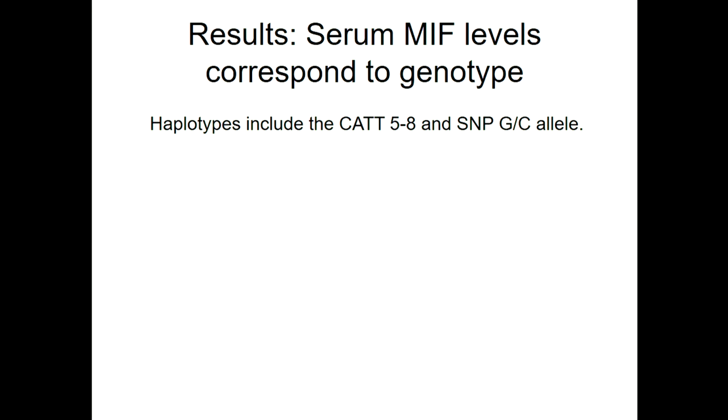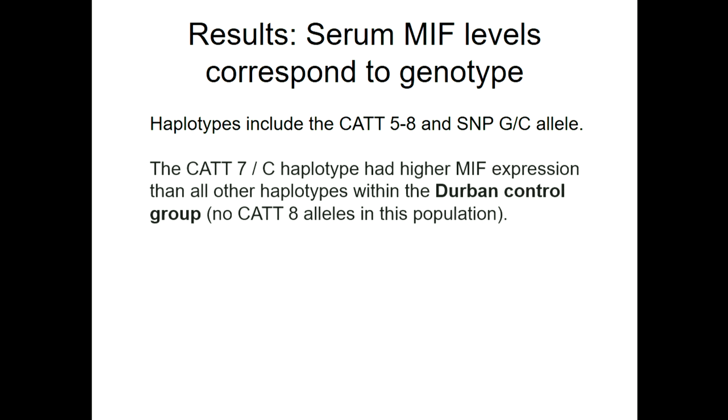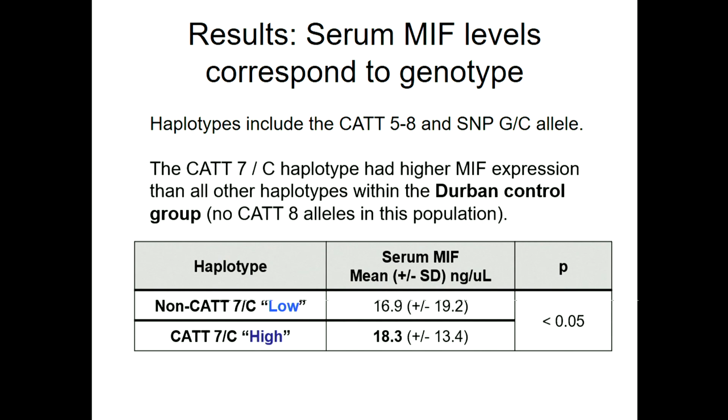So our first results are that serum MIF levels do correspond to the genotype. We calculated haplotypes, including the CATT 5 to 8 repeat that I mentioned earlier, as well as the single nucleotide polymorphism. And what we found is that the CATT 7C haplotype, which we would predict as being the highest expressor, had higher MIF expression than all other haplotypes within the Durban control group. As you can see here, the CATT 7C high has an average serum MIF level of 18.3 nanograms per microliter.